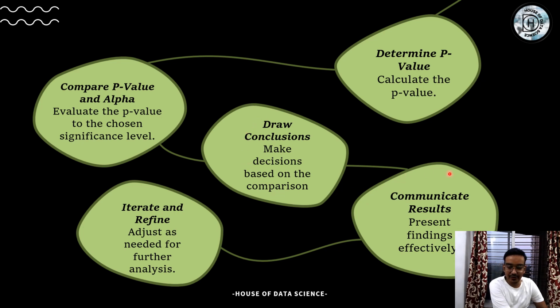Then you communicate your results effectively, that you are either rejecting your null hypothesis or failing to reject your null hypothesis, right? Then you iterate and refine. You can keep on refining and iterating this process to test again and again, with maybe a set of new data or a new significance level as well.